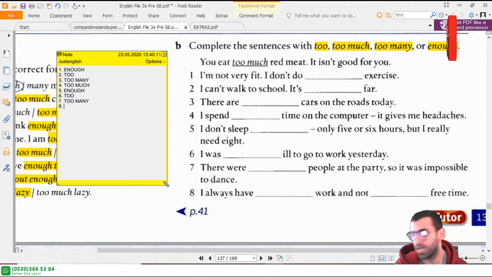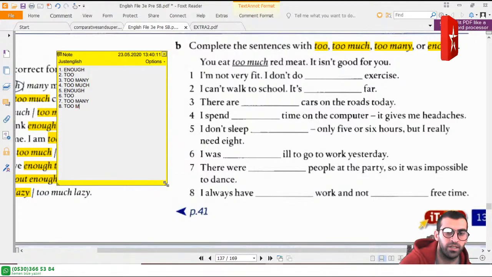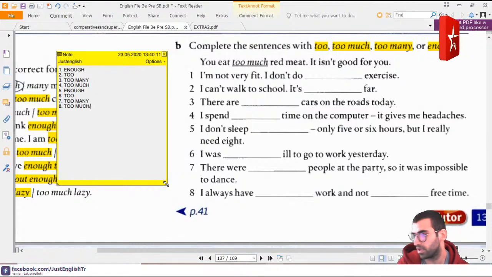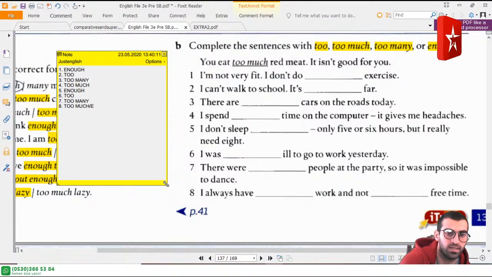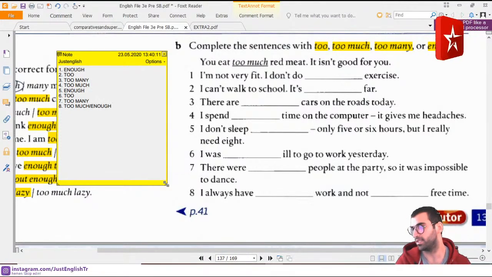And I always have number 8. Too much work, Azime, and enough free time. Yes, Azime, thank you. Great answer from you. Too much work, because work is an uncountable noun. Yes, too much and enough. Enough free time is a correct answer. Yes, too much and enough are the correct answers to number 8.